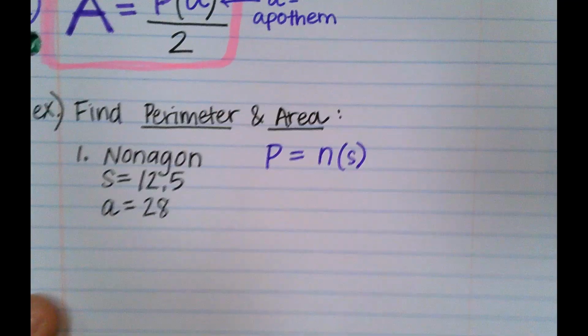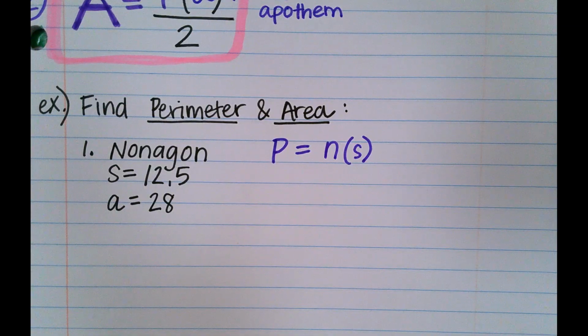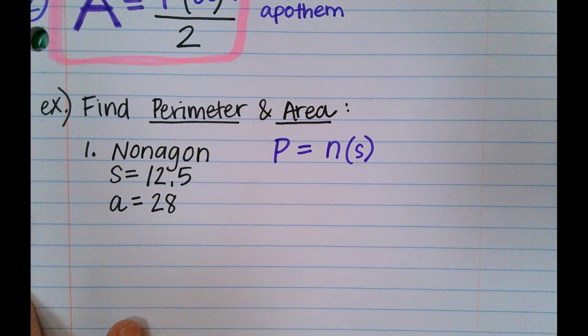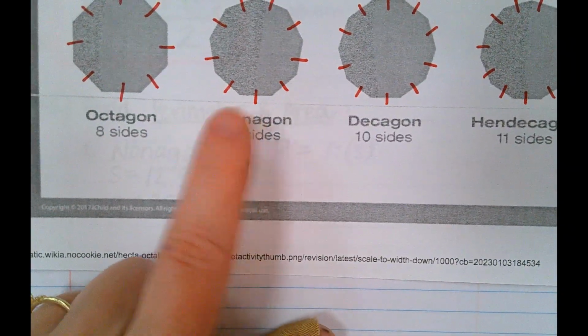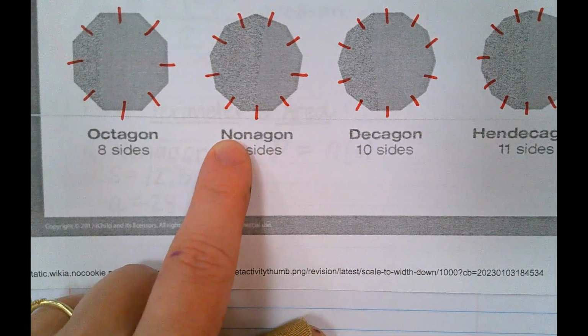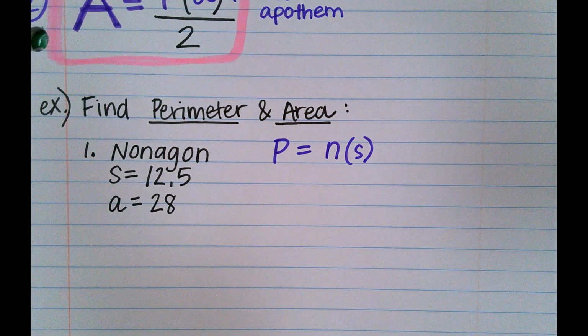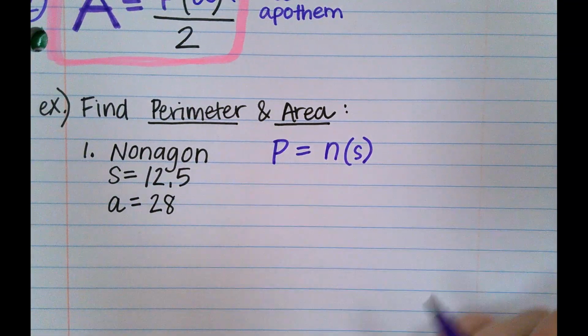So how do I know the number of sides? A nonagon has 9 sides. This is where we can use our handout. I would find nonagon right here. It says 9 sides for nonagon. Now, normally there will be a picture. You won't have to memorize the names of those, but you could also be using this. So a nonagon has 9 sides.